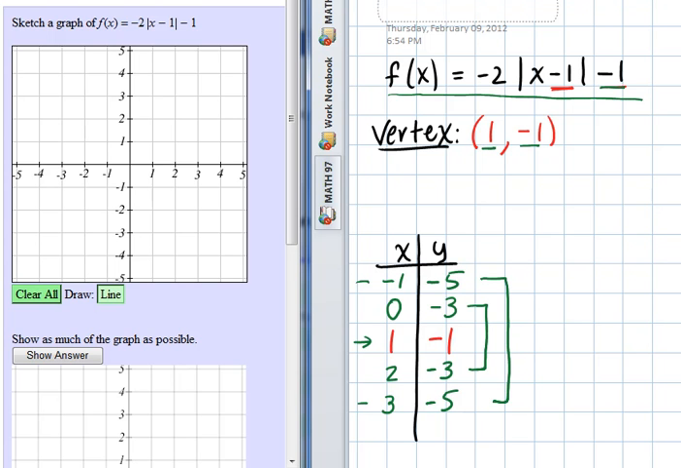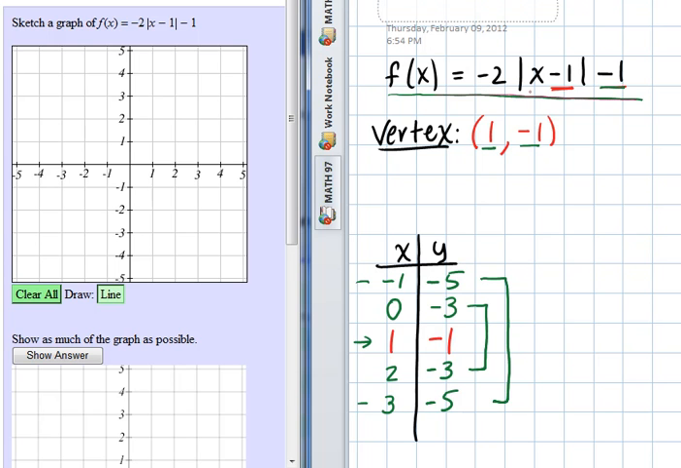Okay, this one is asking me to sketch a graph of an absolute value function. I know it's going to be a V shape. So the easiest way to do this is to probably locate the vertex first. So I've rewritten my equation on the right hand side over here.